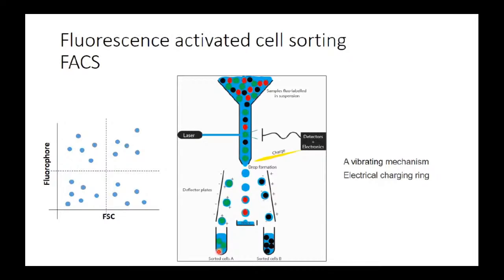In this case, I will have two groups of cells: the cells that are expressing the protein and the cells that are not expressing the protein. And this is what we call cell sorting.